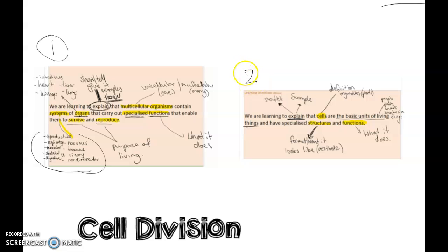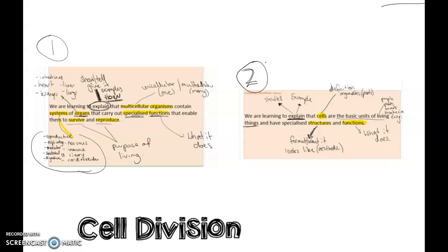We've done the second learning intention in bits and pieces throughout. We had a little bit at the start of the term looking at plant and animal cells, learning that cells are the basic units of living things. And we looked at the structure of cells. So all the different organelles, things like nucleus, mitochondria, vacuoles, cell membranes, and what all of those parts do.